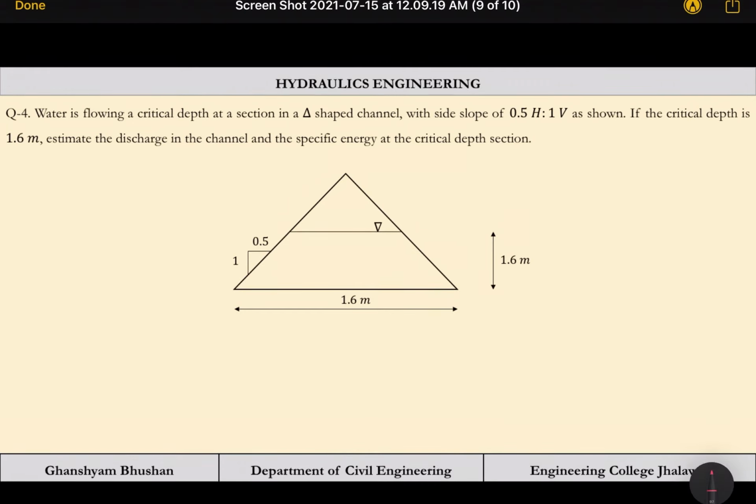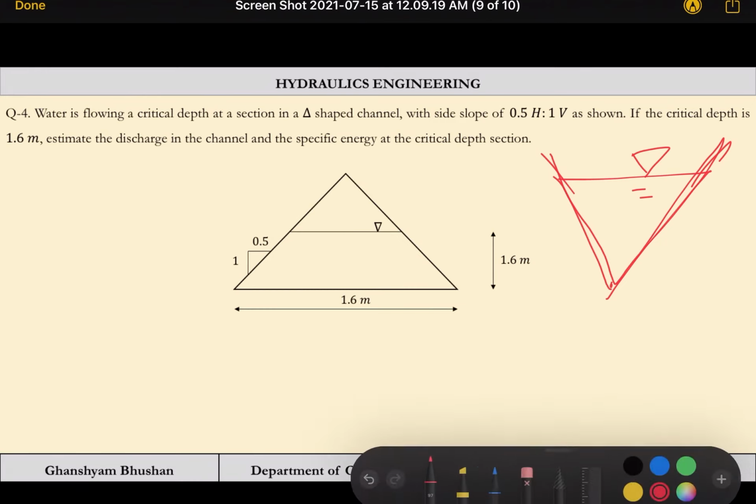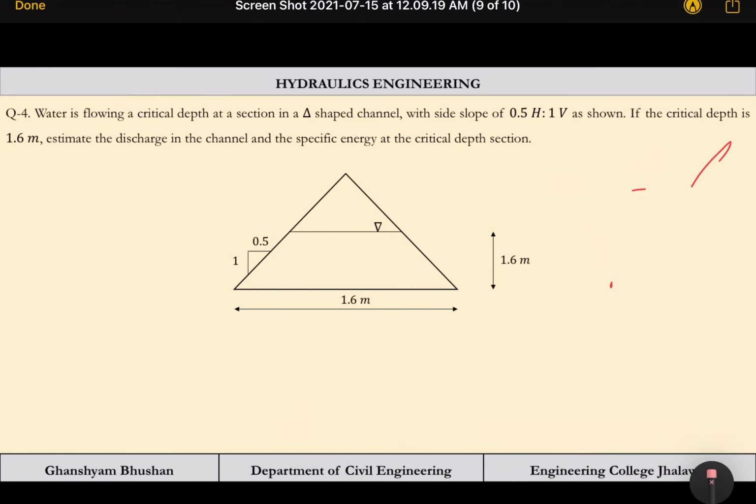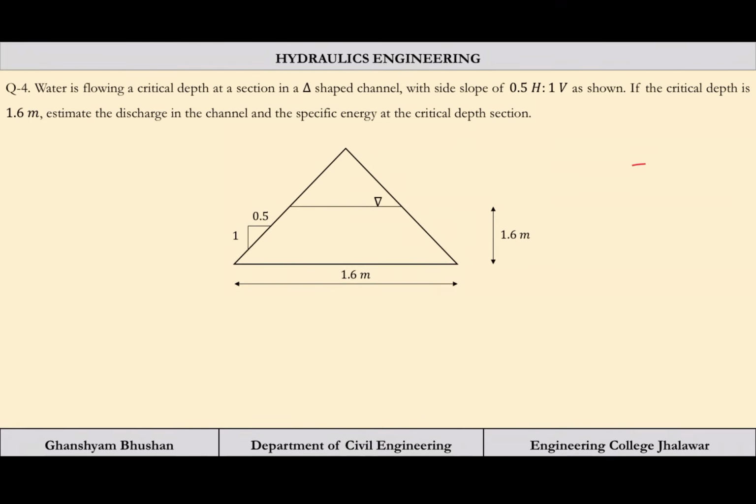In general, what we usually see, the triangular section is something like this. Okay, so at the bottom the width is 0, but here a different kind of problem has been made. Let us see what they are asking. Water is flowing at a critical depth in a triangular shaped channel with side slope 0.5 horizontal to 1 vertical as shown. If the critical depth is 1.6, again the language of the problem is very important.